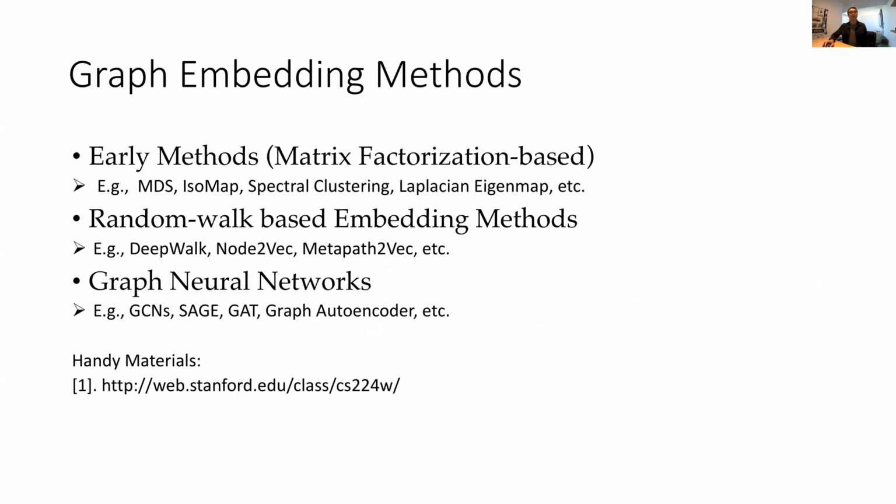Graph embedding methods can be categorized into three categories, which are early matrix factorization-based methods, random walk-based methods, and the recent graph neural networks. We will discuss these categories together with the recommender system in detail in the following chapters. Here is a link for the graph learning methods. Interested audience are encouraged to refer to this course, which is available online from Stanford University.